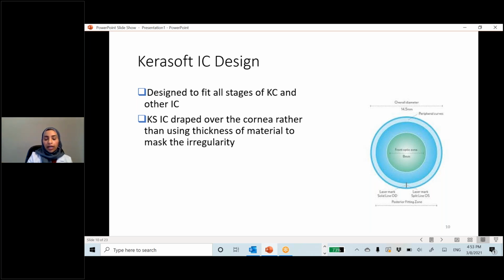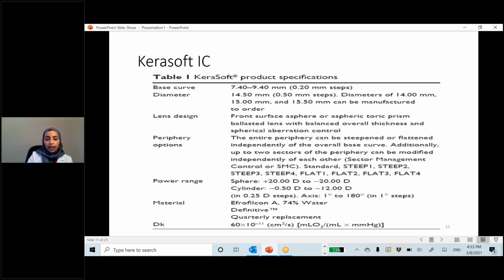As a result, you will have a cylindrical component come through in your over-refraction. So this lens is a very powerful soft toric lens, because you are able to put the cylindrical component into the correction of this lens. And on this slide, there are all of the parameters of the Kerasoft IC lens.